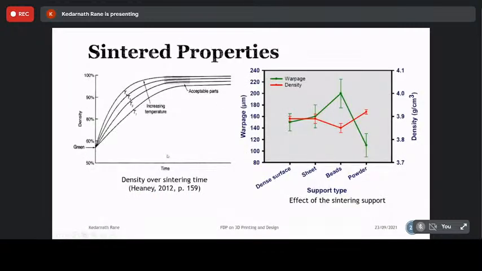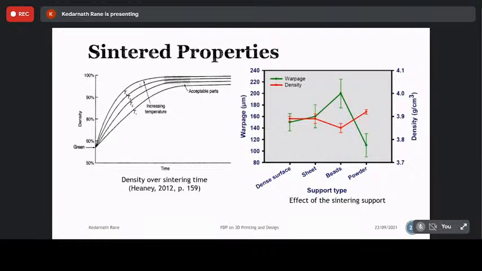When it comes to the process optimization for the debinding process and sintering process, we have density considered here, and with respect to time, we can see there is an increase in density when you consider accepted parts. So there is a typical density, like 95 and above, that is suitable for any application where metals and ceramics are considered.